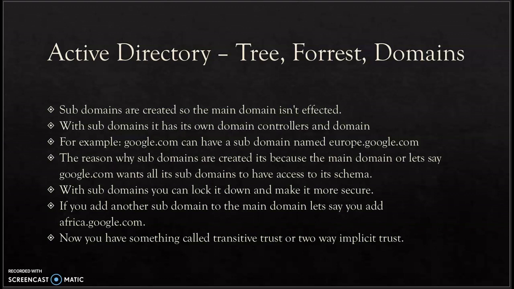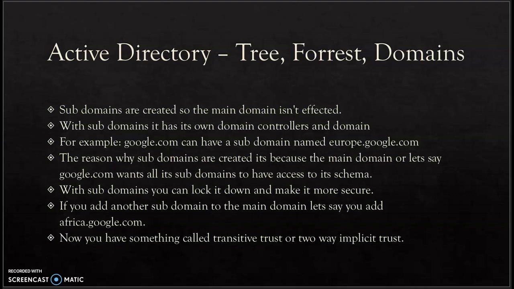For example, Google.com can have a subdomain named Europe.google.com. The reason why subdomains are created is because the main domain, let's say Google.com, wants all the subdomains to have access to the schema. With subdomains, you can lock it down and make it more secure.